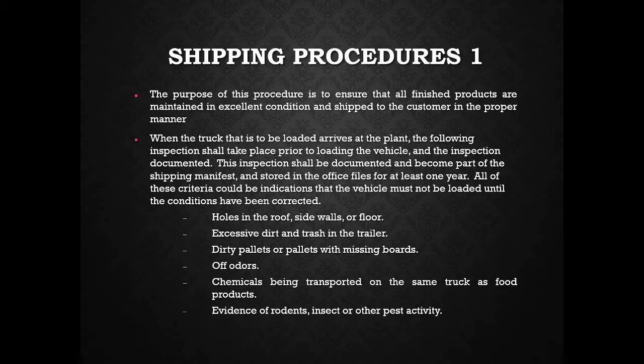All of these criteria could be indications that the vehicle must not be loaded until the conditions have been corrected. Holes in the roof, sidewalls, or floor, excessive dirt and trash in the trailer, dirty pallets or pallets with missing boards, off odors, chemicals being transported on the same truck as food products, evidence of rodents, insect, or other pest activity.